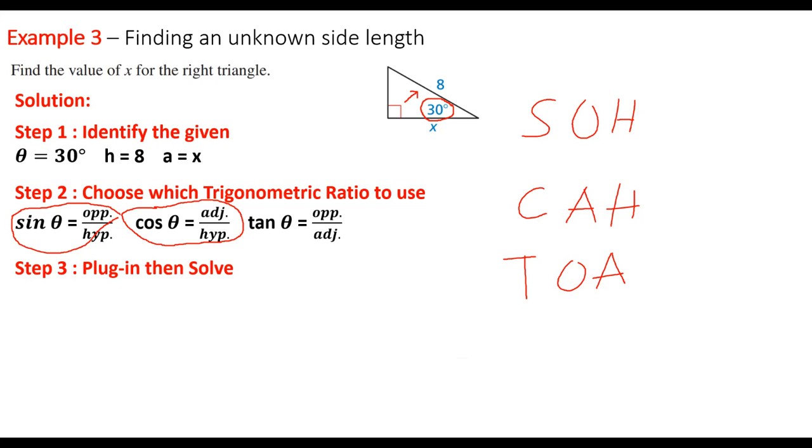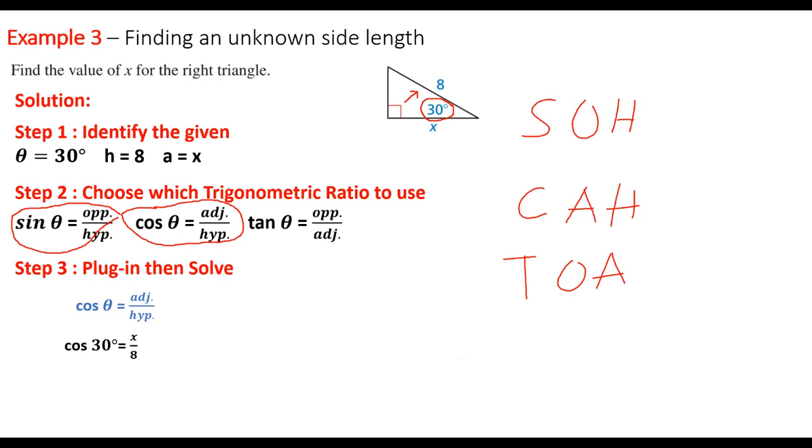That will be your step 3, which is to plug in your given using the trigonometric ratio. Trigonometric ratio cosine theta is equivalent to adjacent over hypotenuse. Now you plug in your given. Our theta is 30 degrees. Adjacent is x. Hypotenuse is 8.